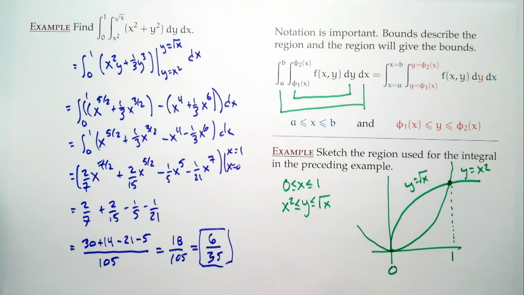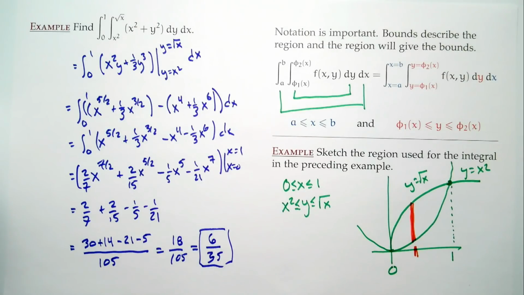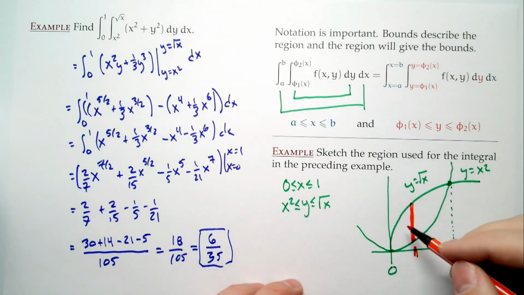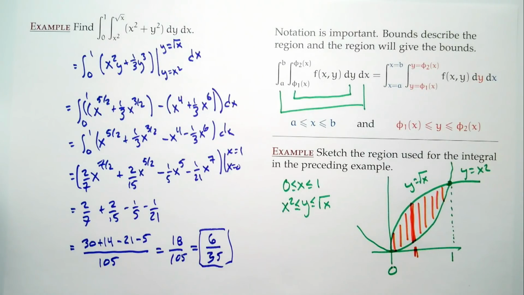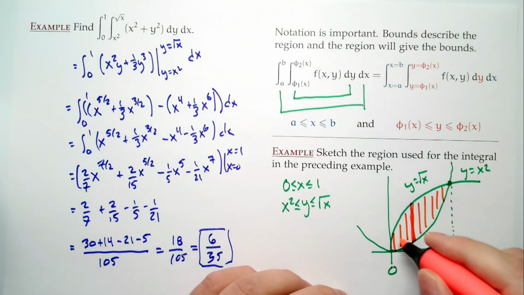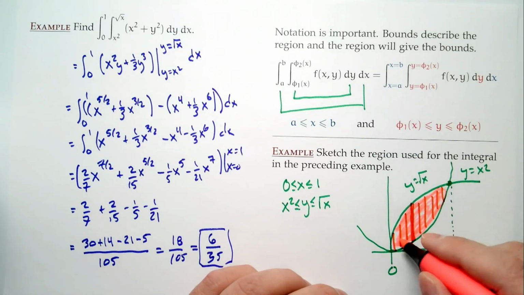So what's happening is x is going from 0 to 1. And then if I fix any particular x value, let's say I fix the x value here, then that y is going to run up and down between these curves. So this is a case where we're slicing vertically. As we move along, we're slicing our region up in this fashion to get our answer. And so our region looks kind of like an eye, maybe. But that's our region.